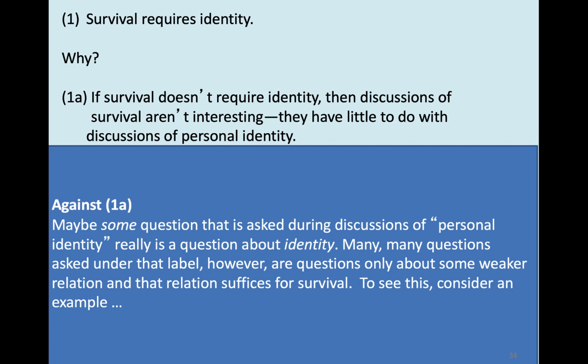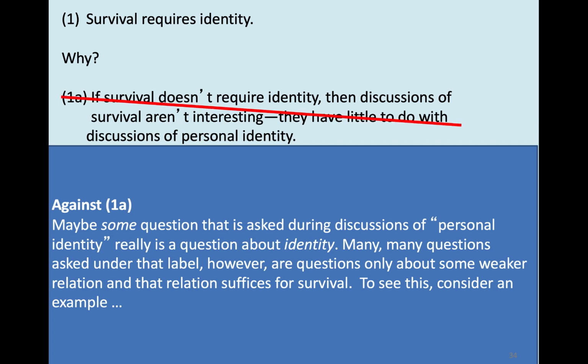So he's going to say that premise 1a is false. He says maybe some questions asked during discussions of personal identity really are questions about identity, that is, the relation of numerical identity, literally being the same individual as. But, he says, many questions asked under the label personal identity are questions only about some weaker relation, something weaker than survival, something that's not as demanding. And that weaker relation is sufficient for survival. And then he says, let's consider an example.